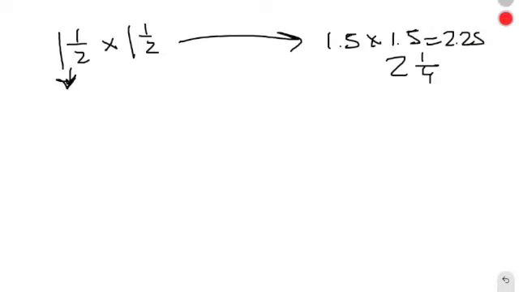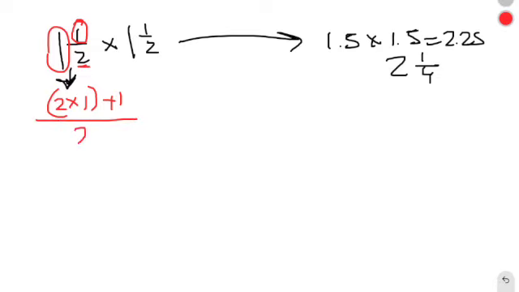Okay, so let's convert now this one to an improper fraction. We said 2 times this one plus this one, and that's all over our denominator here, if you recall. And that's 2 times 1 is 2, plus 1 is 3, so it'll be 3 over 2. And that's for this fraction here.